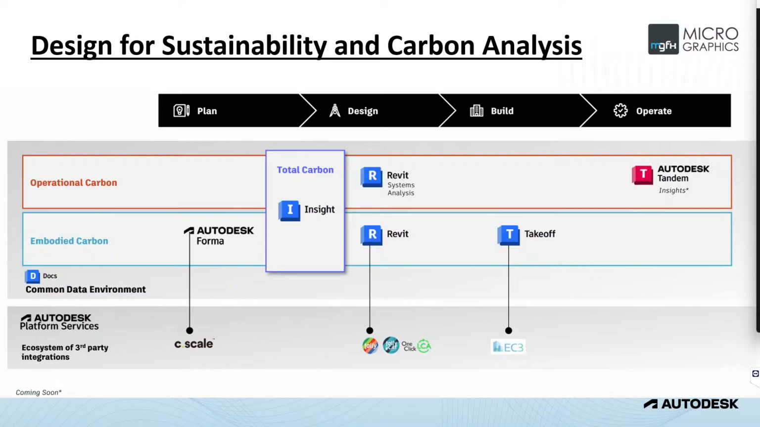Looking at the design for sustainability and carbon analysis. So first of all, you'll see the typical planning stages: planning, design, build, and operate. And then we've got operational carbon and embodied carbon. The difference between these two: operational carbon is when you are in an operational phase of the building, what is the energy usage? So if you can design a better building to use less energy, maybe with some passive heating and cooling, that is a good idea.